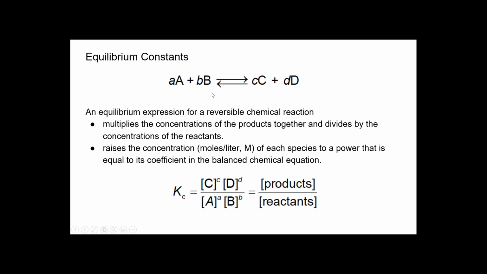These are the coefficients. And what we do here is we multiply the concentrations of the products together, which would be on top, divided by the concentrations of the reactants. These brackets mean concentration, so we're going to be dealing with molarities here. And then if you look here, the small letters are the coefficients. So if there's a coefficient here, we now change it into an exponent on here. If it's a 1, we leave it blank. And Kc means equilibrium constant.